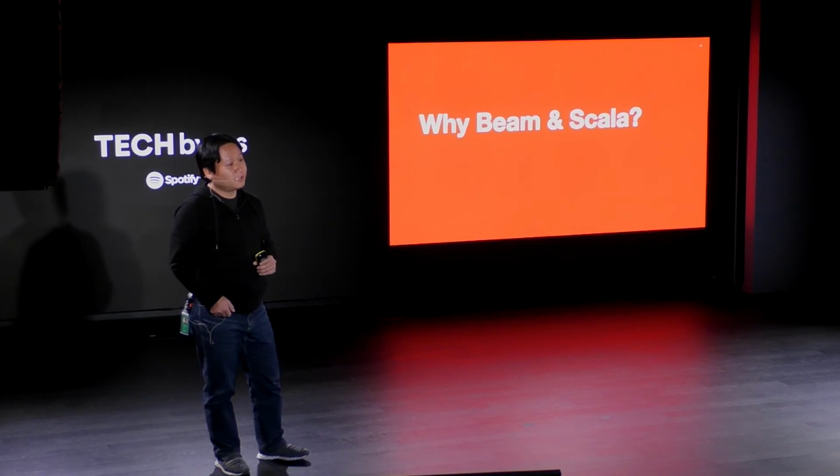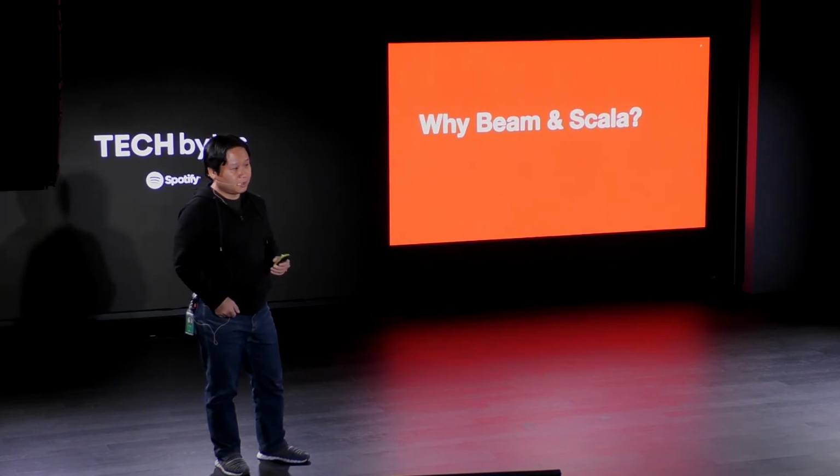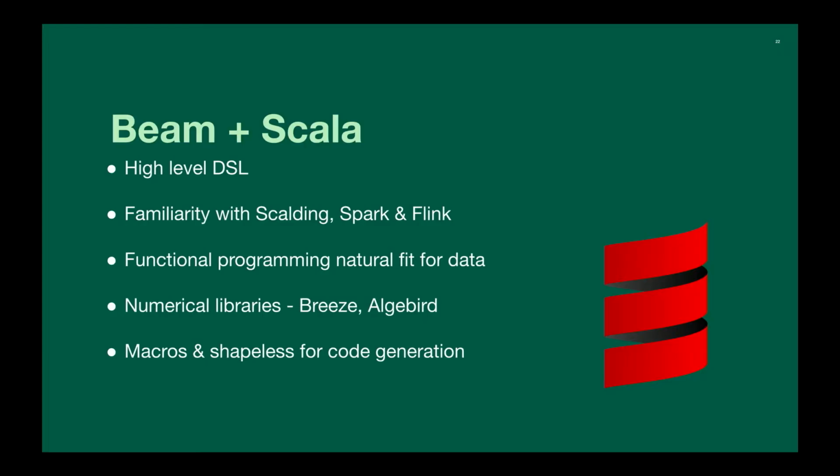And the next question is, why did we choose to build a Scala API on top of Beam? Scala is actually pretty popular in the data processing world. I think Twitter was the pioneer of this idea and then it took off with Scalding, Spark, and Flink. So there are a lot of data engineers already familiar with these APIs, and it's very easy to onboard them. And it's type safe and it's a functional programming language.